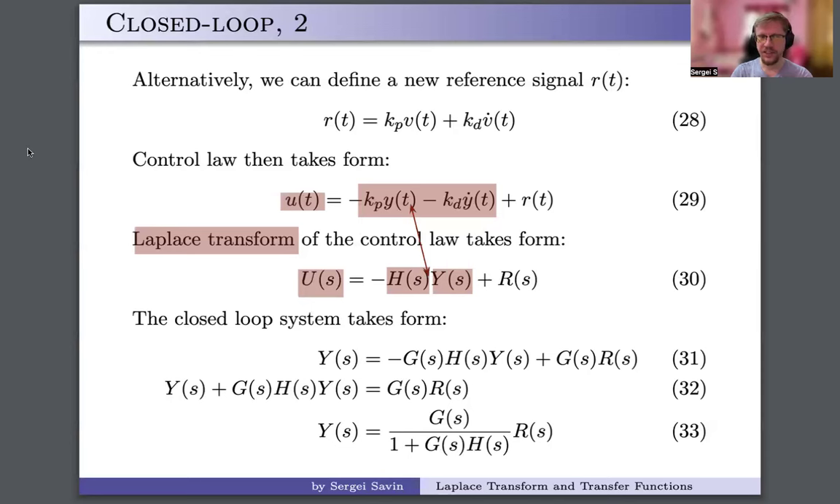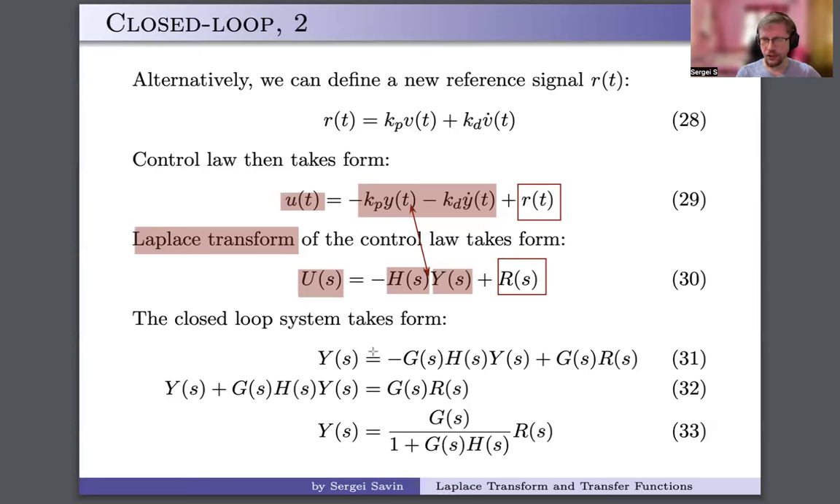And then instead of actually transforming components of the reference signal, we just transform the whole reference signal itself. We simply transform the whole thing. We just say, okay, this is R of S. What R of S looks like, that is neither here nor there. It's just R of S.